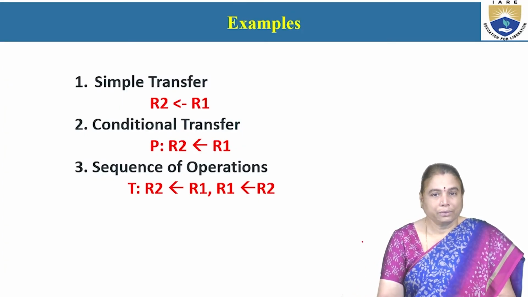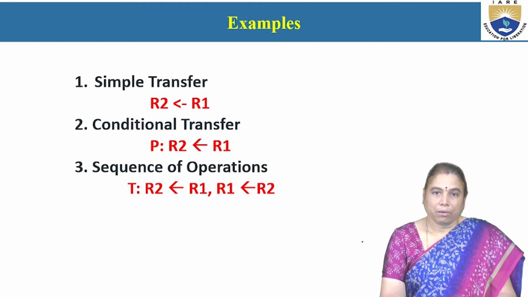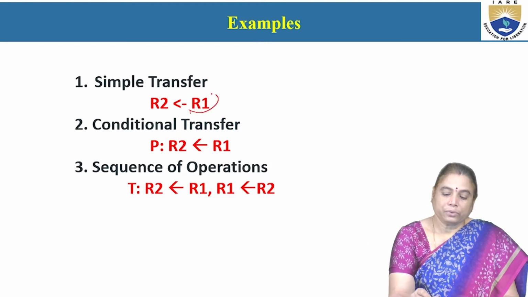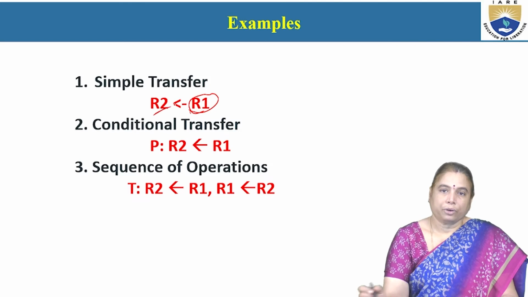Now, how can these notations be used to specify the micro operations? The first example denotes a simple transfer. The value stored in the register R1 is transferred to the register R2.